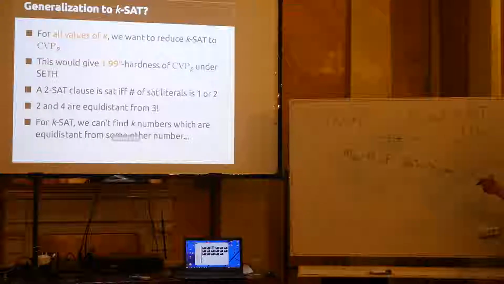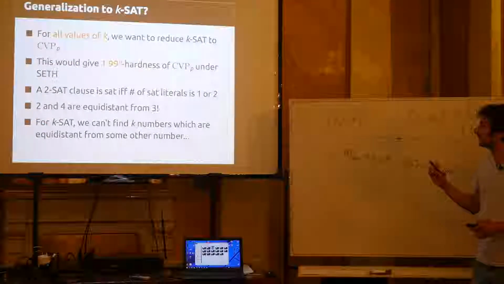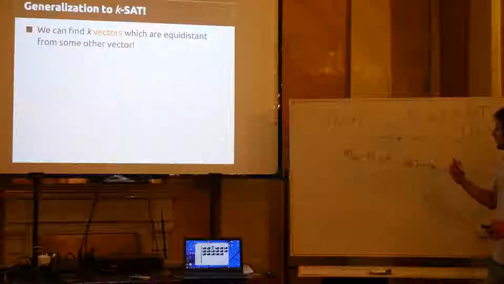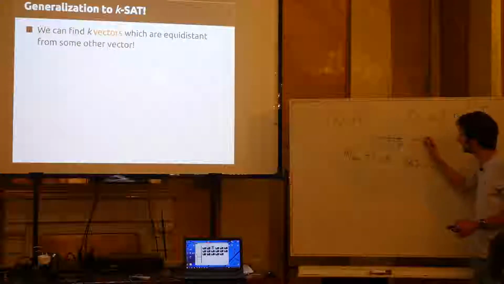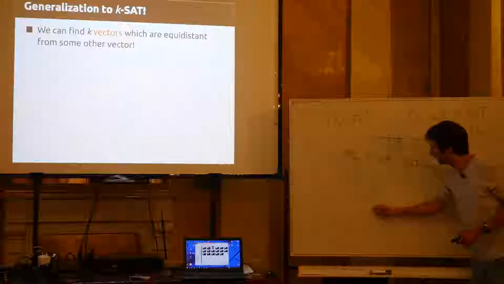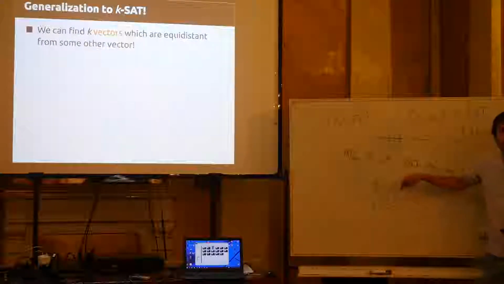What we can do instead is, what if instead of k numbers, we find k vectors? This might be easier. And this is exactly the point. Instead of looking at one line, we'll be looking at a k-dimensional space. And we'll say there is a point such that all these guys are at the same distance.